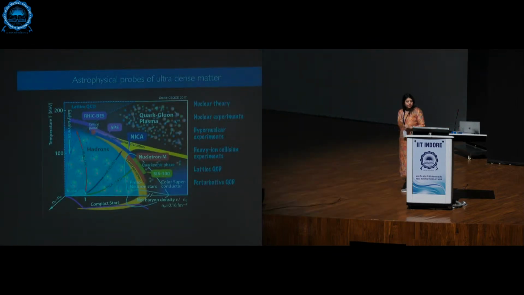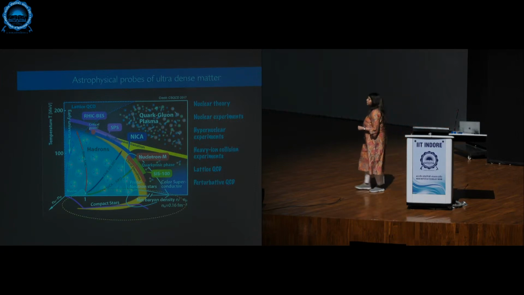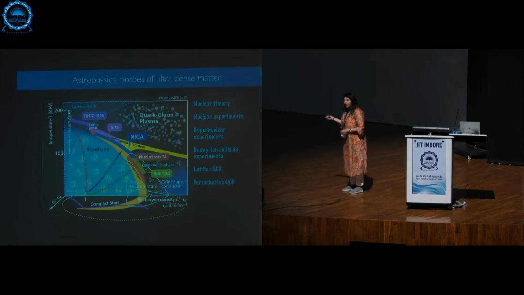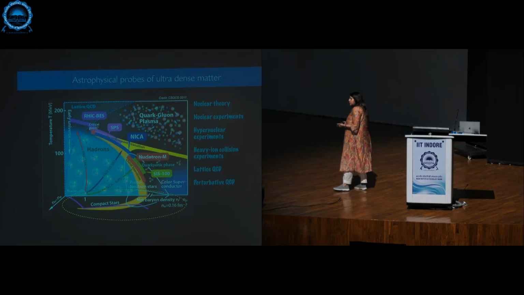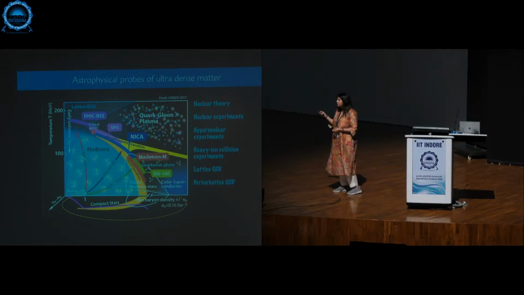So again, giving you a diagrammatic representation of what I just told you. We have some information coming from nuclear theory. There have been recent developments in nuclear theory and nuclear experiments, which give us information around this part of what we call the QCD phase diagram, quantum chromodynamics, which tells us about strong interactions.